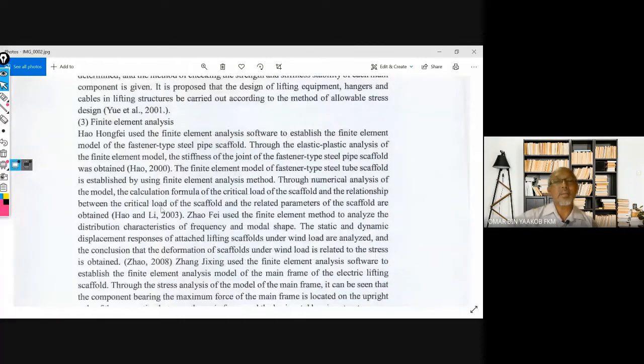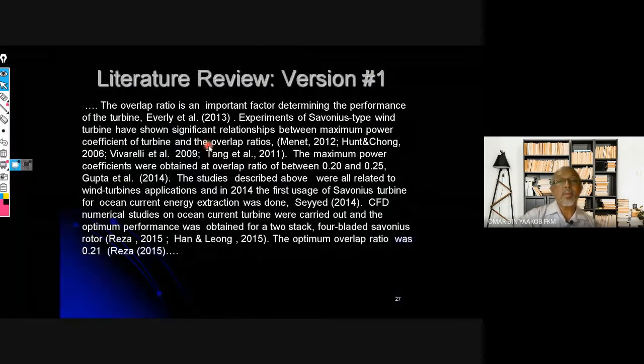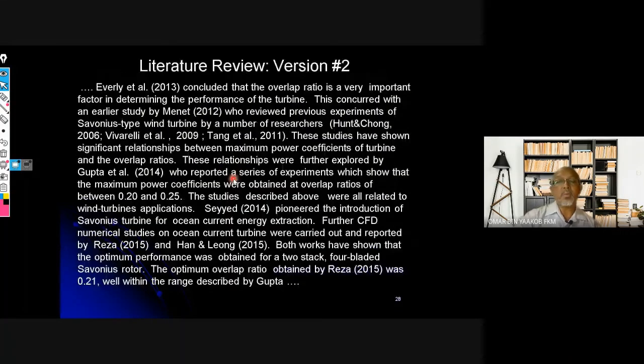Yeah, oh, sorry, so we go again to that example that we saw. So if we were to write like this, then we are not sure which part. So when you have these two, for example, okay, we don't know which one is actually by Reza, which one is Han and Leong. Okay, whereas if you go to version 2, it is very clear who said what, who did what, who wrote in, who reported what.